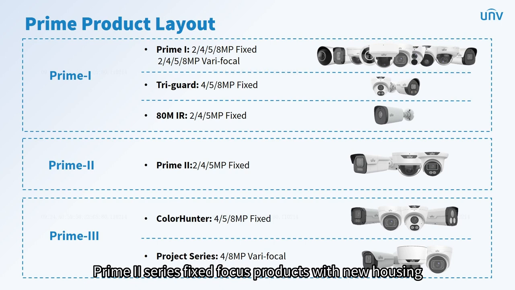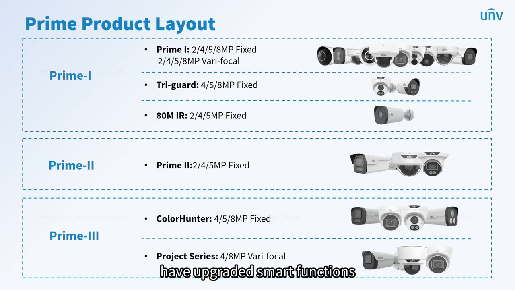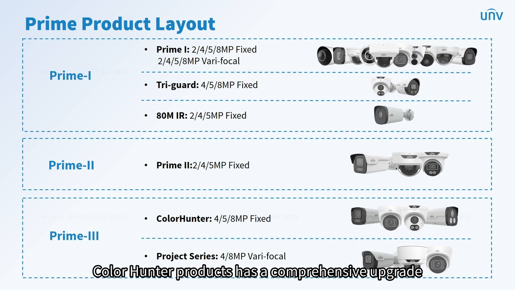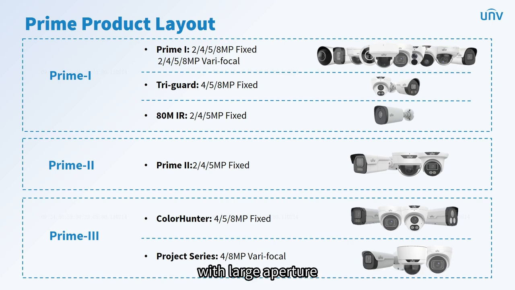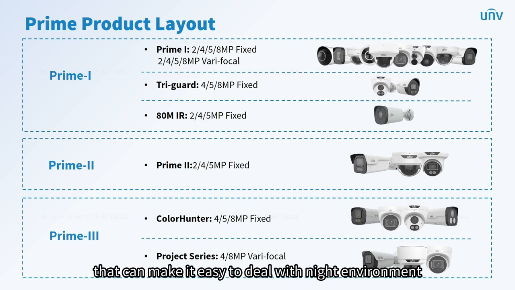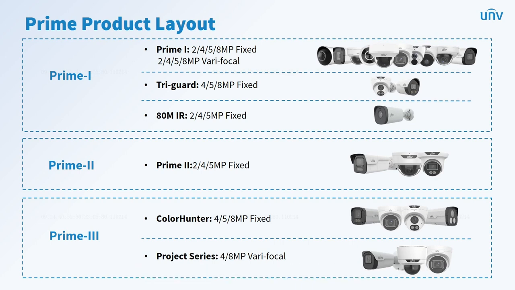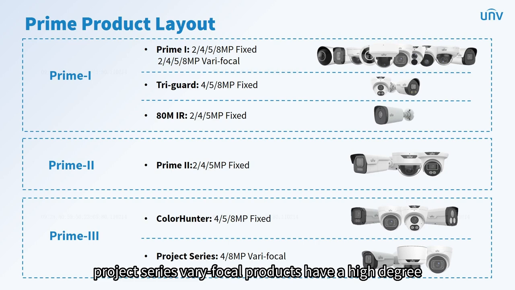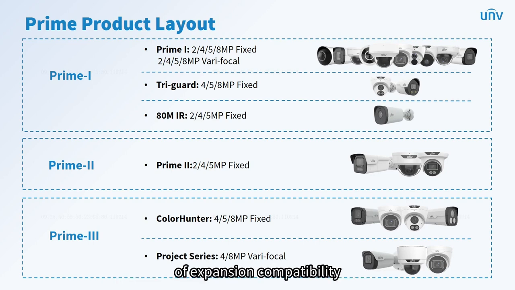Prime 2 series fixed focus products with new housing have upgraded smart functions. Compared to the Easy Color Hunter products, the Prime 3 Color Hunter products have a comprehensive upgrade with large aperture, large sensor, big housing and smart features that can make it easy to deal with night environments. Project series varifocal products have a high degree of expansion compatibility for the large engineering market.